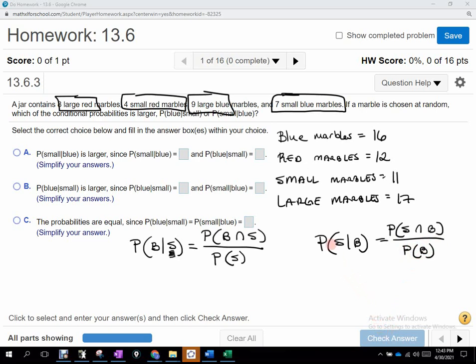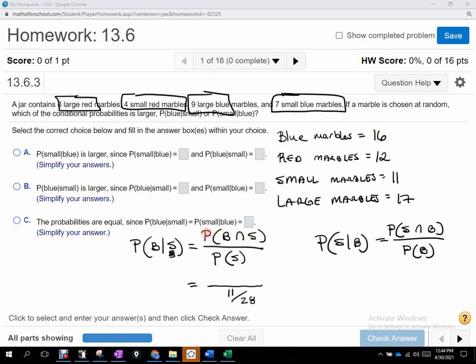Okay. And now breaking things up this way, I don't incorporate the red marbles at all in regards to these rules. They do come into play as my sample space, but by breaking things up like this, it's going to help me realize, okay, what was the probability of being small? Well, how many marbles do I have total? I have 28 total marbles, right? How many of them are small now? 11.